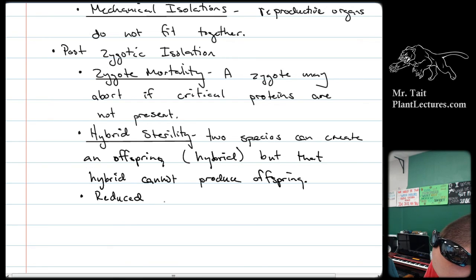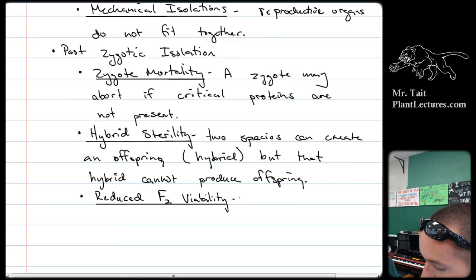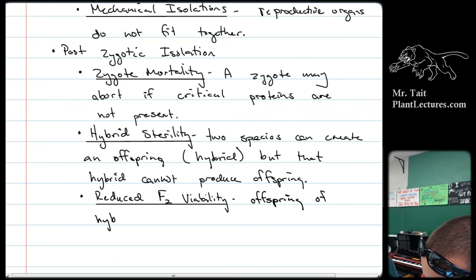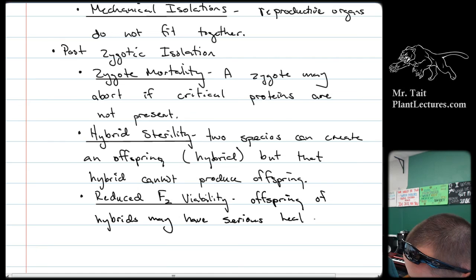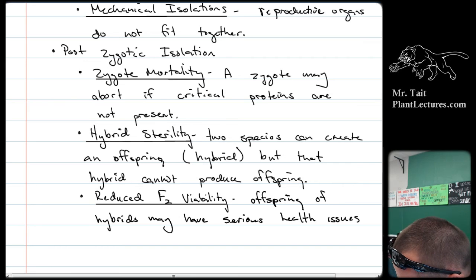Sometimes, though, they can. Sometimes they have something that's called reduced F2 viability. Reduced F2 viability means that even if the hybrids can actually reproduce and produce fertile offspring, their offspring are messed up, right? They're just not biologically fit, right? So offspring of hybrids may have serious health issues. Do the hybrids themselves have health issues?